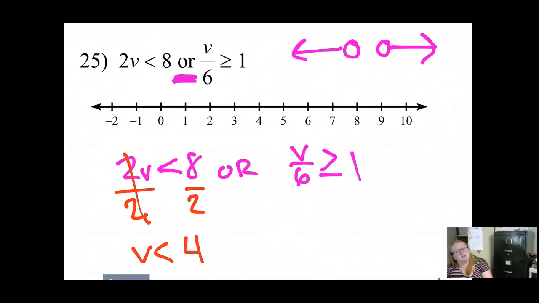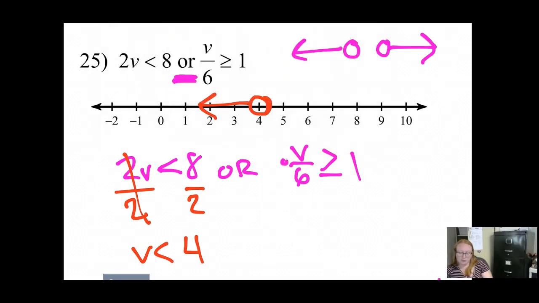There's two choices. You can solve completely and then graph, or you can solve one piece, graph it, solve the other piece, graph it. I'm going to solve one piece, graph it. So I get an open dot on 4 because there's no equal sign. I get it pointing off towards negative infinity.